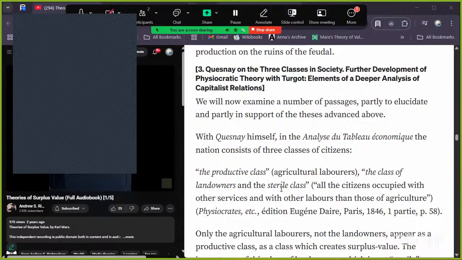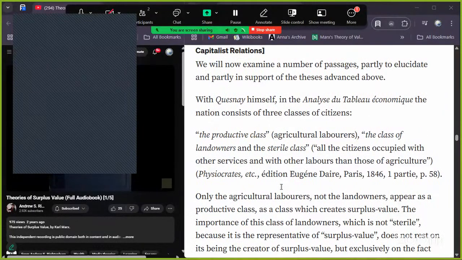Section 3. Quesnay on the three classes in society. Further development of physiocratic theory with Turgot. Elements of a deeper analysis of capitalist relations. We will now examine a number of passages, partly to elucidate and partly in support of the theses advanced above.